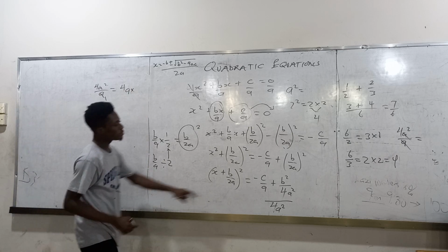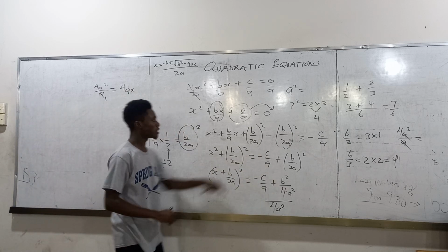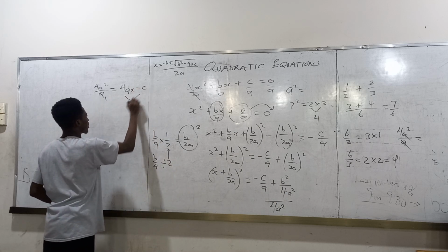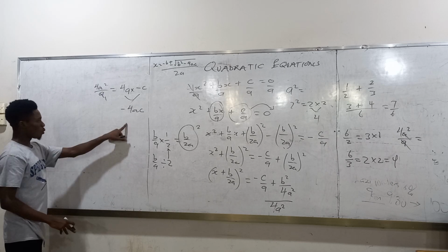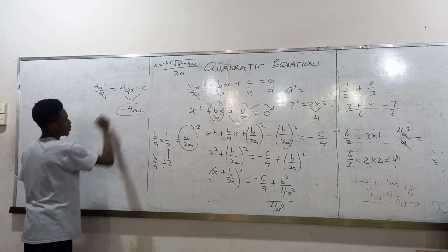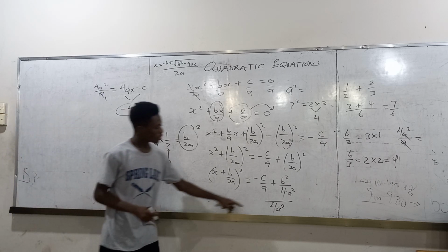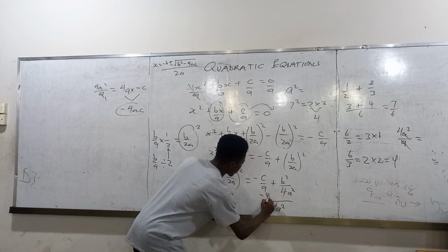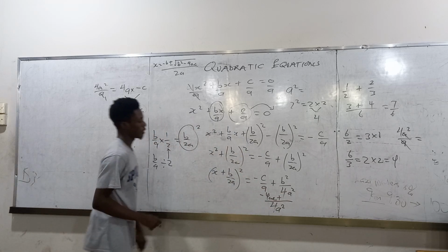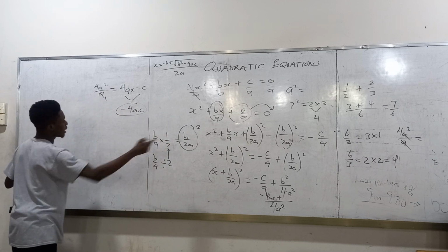Then we multiply it by the numerator, which is negative c, to get negative 4ac. This is what we get. Then also, we'll do the same thing. So we'll write the negative 4ac here, plus. We'll do the same thing for the other aspect.